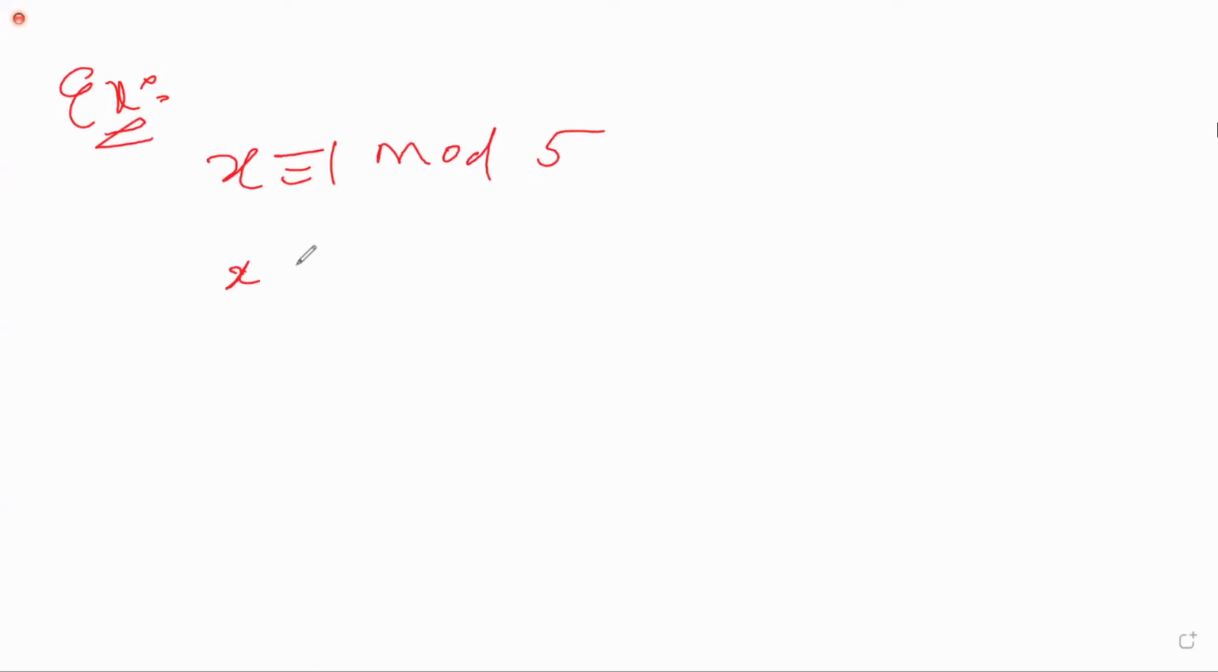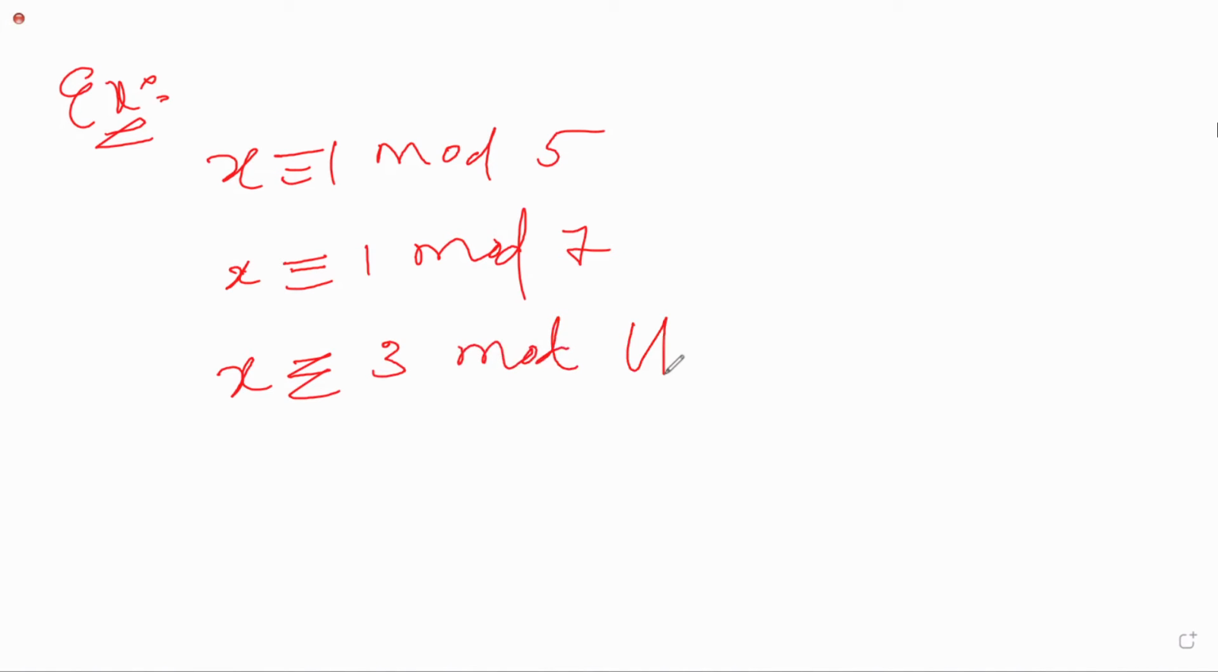So X is congruent to 1 mod 5 and X is congruent to 1 mod 7. Okay, that is 1 mod 7. And X is congruent to 3 mod 11. Okay, 3 mod 11, that is not 4. So all of you take these values, and we need to calculate the X value.